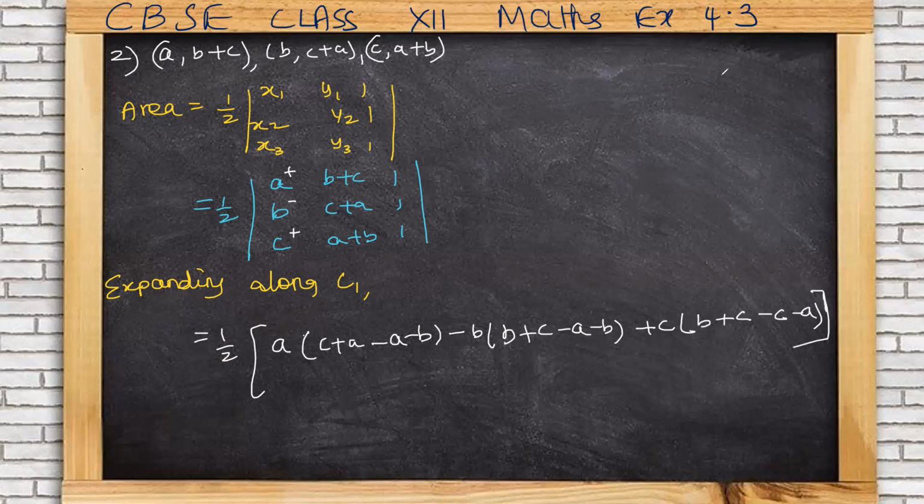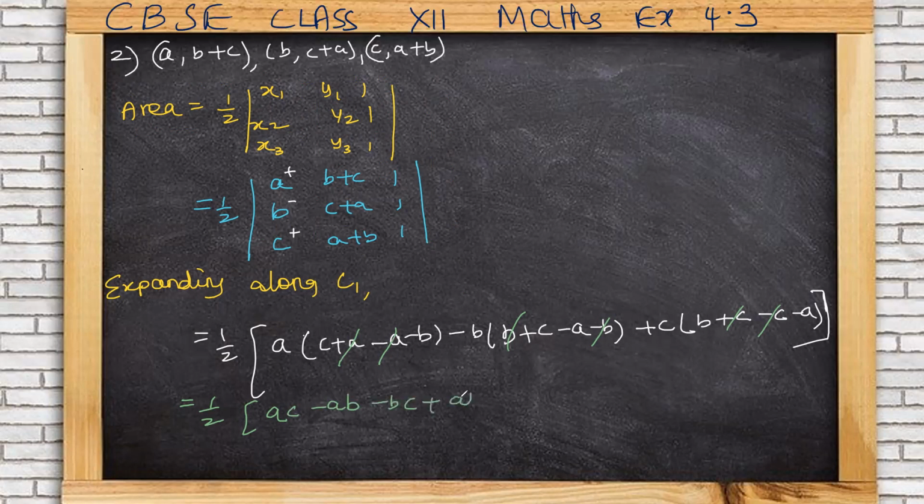Let's see whether any terms are getting cancelled. So plus A minus A gets cancelled. Then plus B minus B gets cancelled. Plus C minus C gets cancelled. Remaining is half into A into C minus B, that is AC minus AB, minus B into C minus A, that is minus BC plus AB, plus C into B minus A, that is plus BC minus AC.